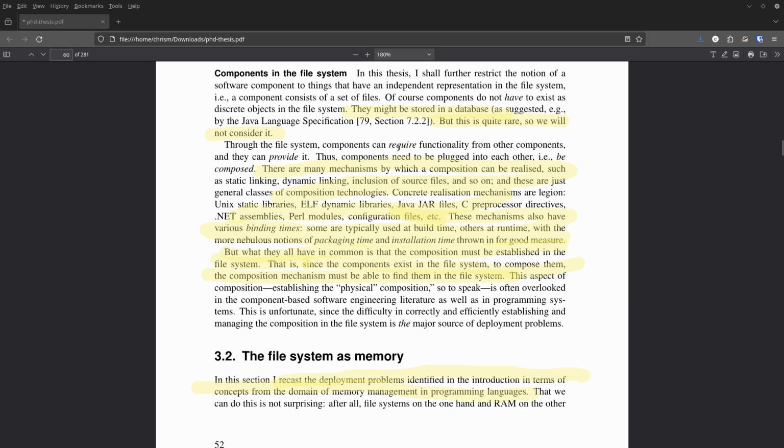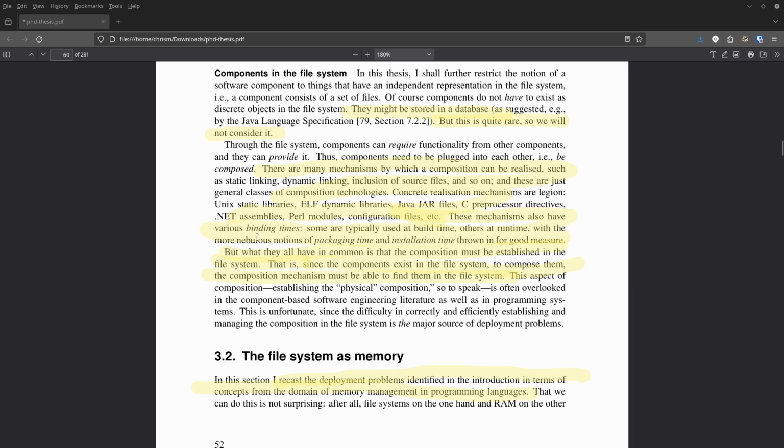Through the file system, components that require functionality from other components can have it provided. So components need to be plugged into each other. They need to be composed. Many mechanisms: Unix static libraries, ELF dynamic libraries, Java jar files, C preprocessor directives, .NET assemblies, Perl modules, Python modules, configuration files, all this stuff. All of these are mechanisms by which a composition can be realized. The one thing that they share is they are implemented as files on the file system.